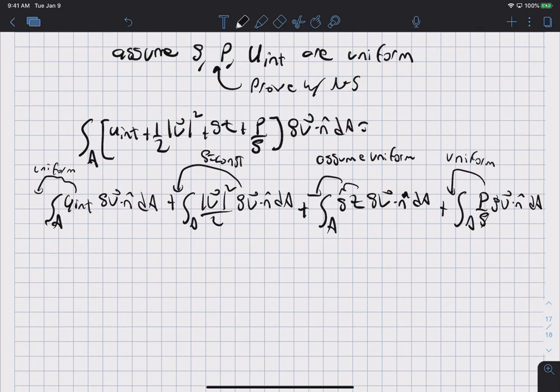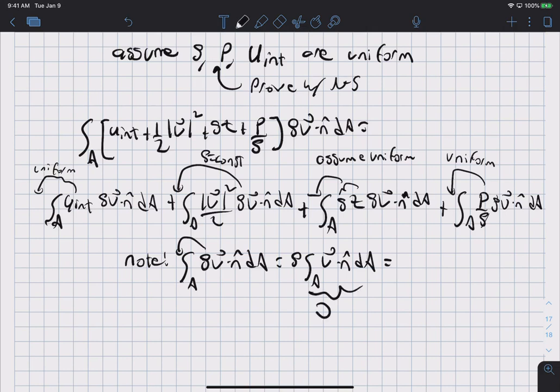Before I go too much further, you can see after we pull these out, we have an integral of rho V dot n hat dA here, and an integral of V dot n hat over there. So I'll just do that integral. Note the integral over the area of rho V dot n hat dA, you can yank out rho because rho is constant, equals rho times the integral over the area of V dot n hat dA.